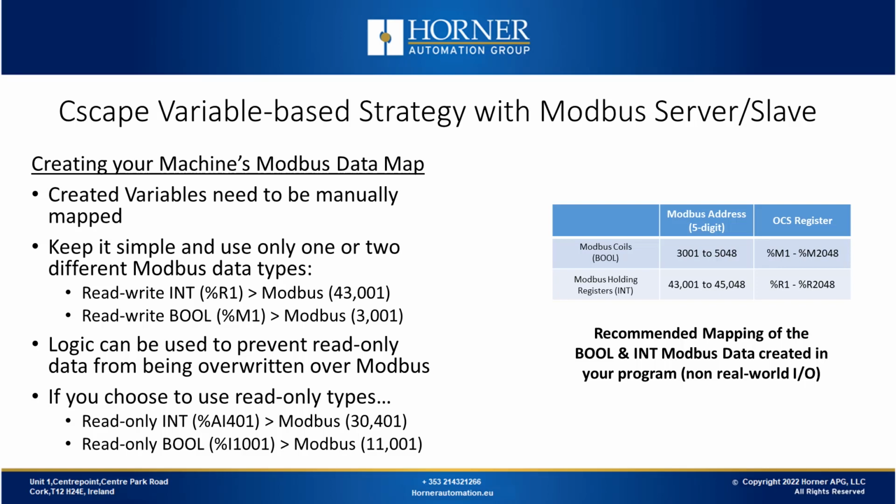I would also recommend that when you're mapping those variables, start at R1 for your word type and longer variables, and then start at M1 for your bit type variables. That will get them mapped over to Modbus 43001 for holding registers and Modbus 3001 for the output coils.